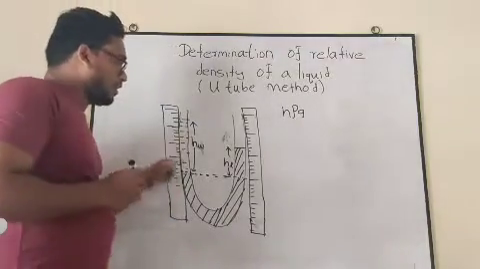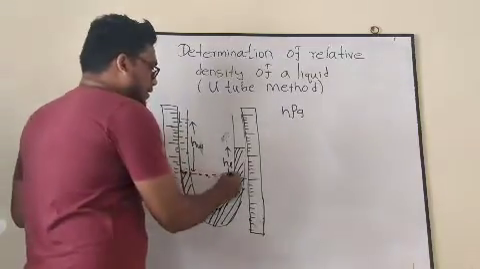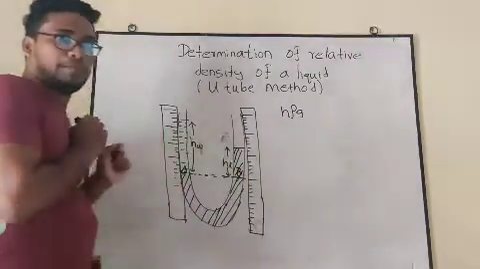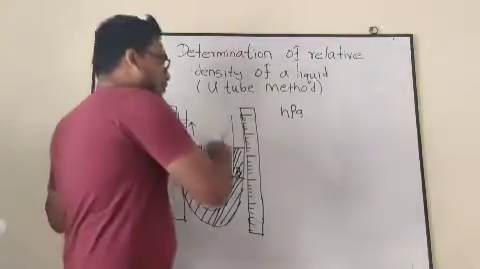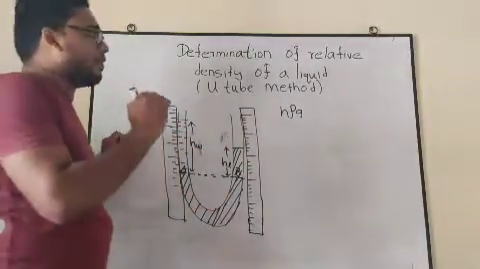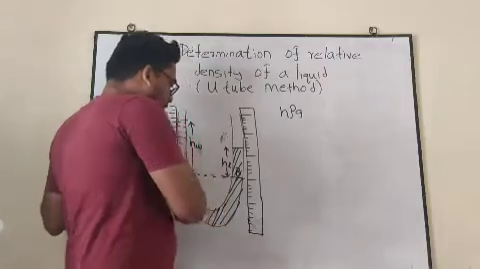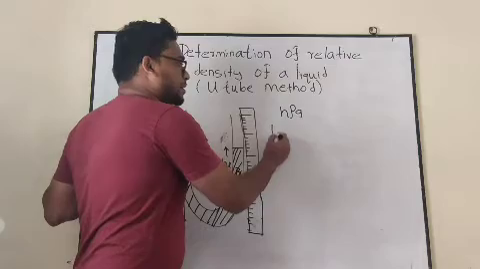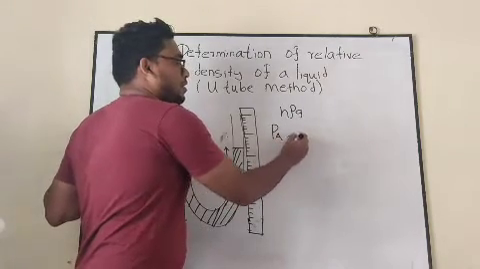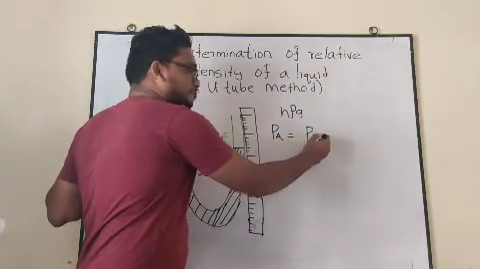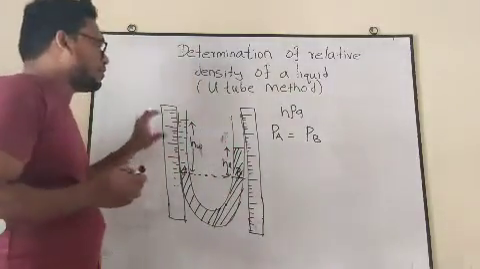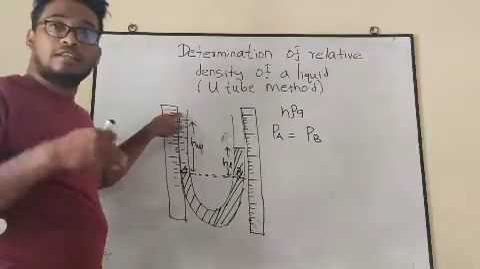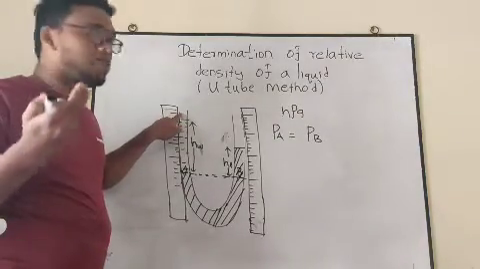So now look at here, at the common interface I just mark A point and B point. These 2 points are at the same level. So the pressure at A equals the pressure at B. I already taught this is only for hydrostatic pressure, and we know the atmospheric pressure is also there. So we have to add both.